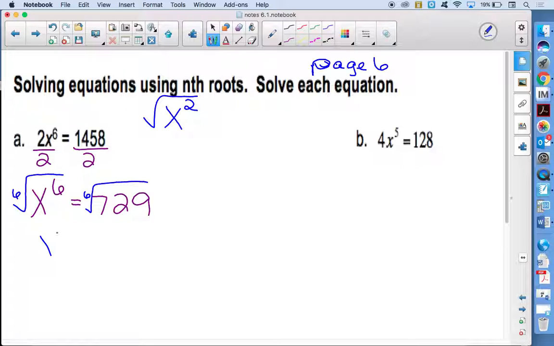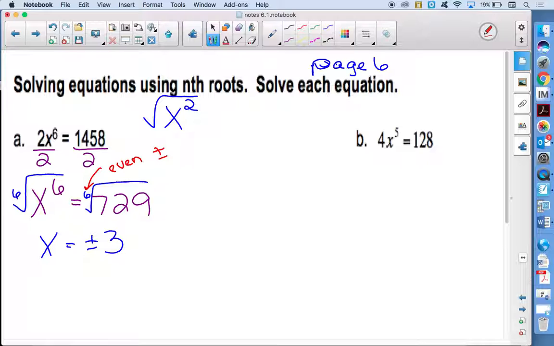So on your chart, you're looking at the powers of 6. What's the 6th root of 729? 3. Is there anything else we have to think about? Because it's an even power, so it can be negative or positive to multiply against.